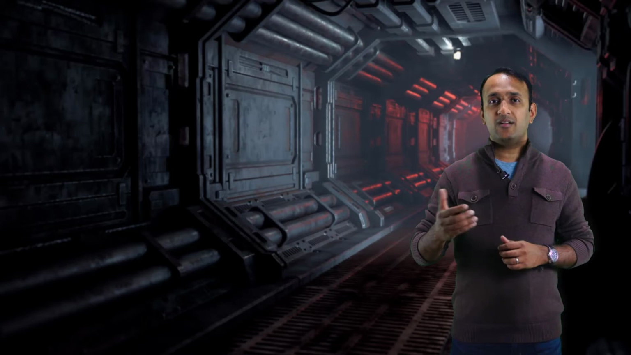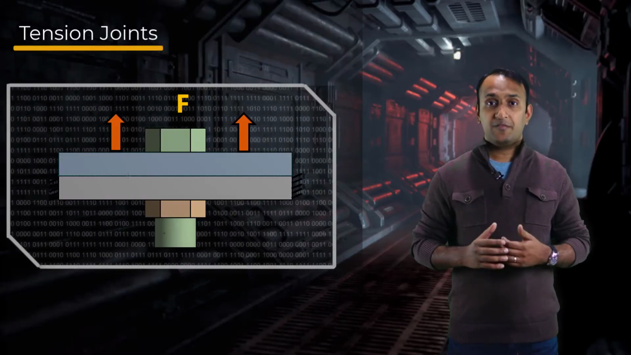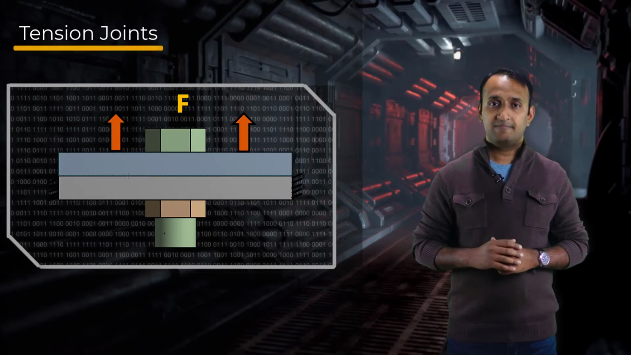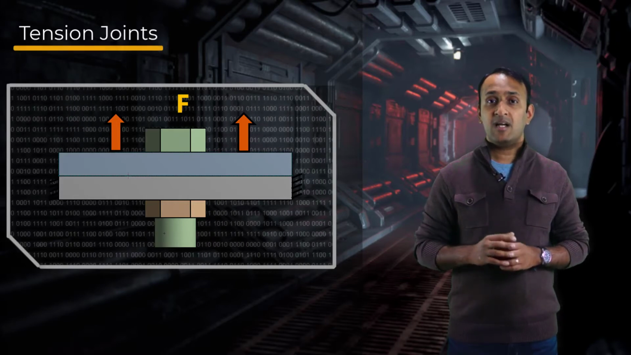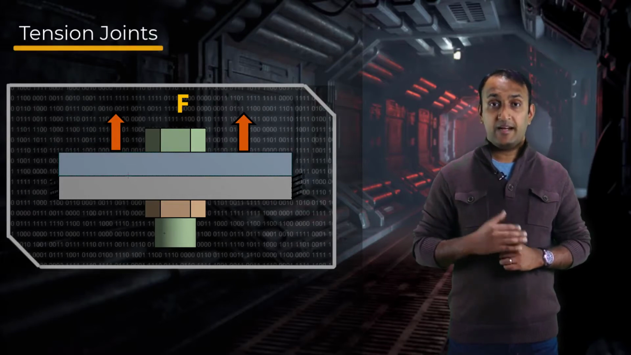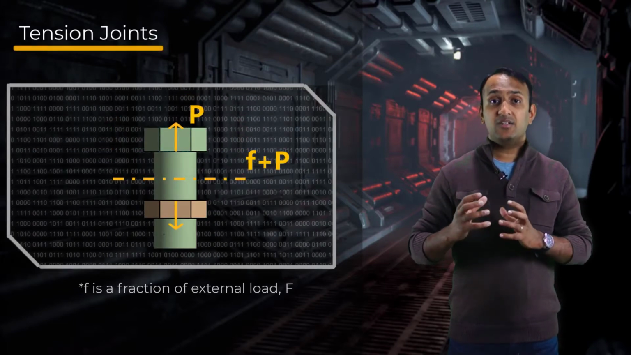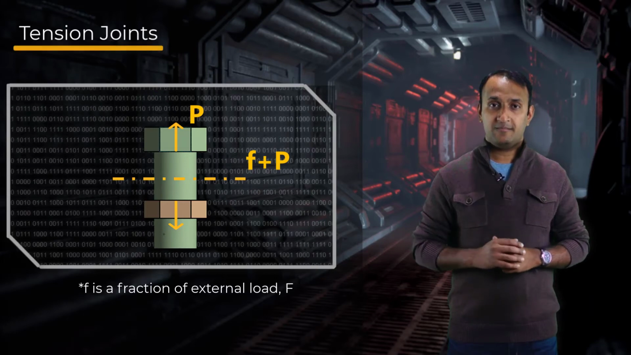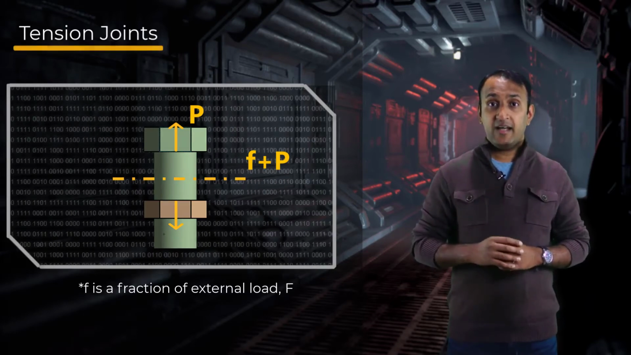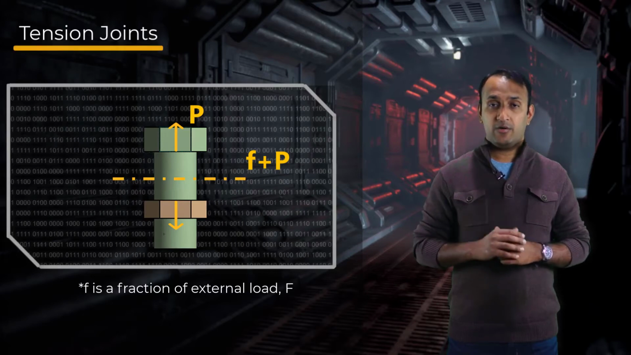Now let's look into the mechanism of these two joint types, starting with the tension joints. The tension joints are used for transferring tensile forces between the clamped parts. The external force acts along the axis of the bolt, and as a result, it adds to the existing preload in the bolt. So, the tension in the bolt shank increases beyond the initial preload.